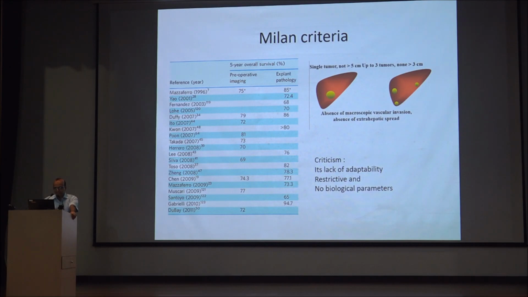The table shows how the criteria evolved. Some of them are based on explant pathology and some on preoperative imaging, and 5-year survival on explant pathology reached up to 94%. So this is a summary of the various criteria and studies which have shown the success of the Milan criteria.